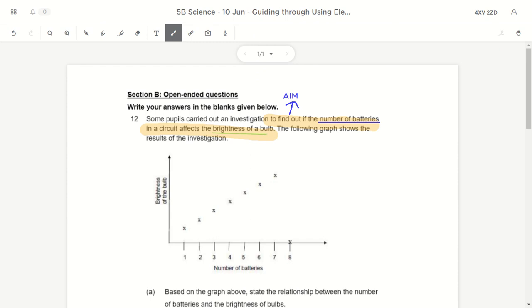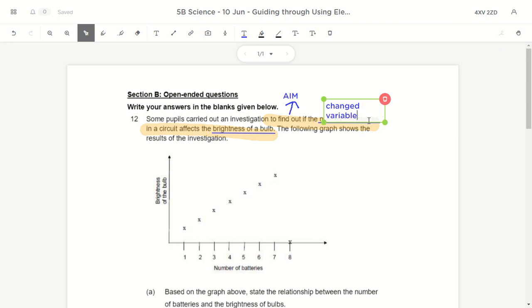In every aim, I think we have spoken about this before, there must be a change variable. There must be a variable that you measure. So in this aim to find out if the number of batteries affect the brightness of the bulb, the number of batteries is what we change. So this is the change variable. This is what we change in this experiment. And what we are measuring in this experiment is the brightness of the bulb.